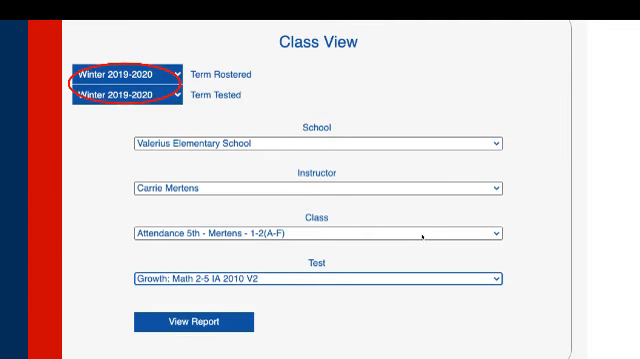So for example, when I click on that icon, I get some fields that I will need to fill in. Up here on the left, you would want to make sure that you select term rostered as fall 2020-2021. Term rostered always refers to when the students are in your class, if you'd like to see your current students. Term tested would refer to the last time they took this assessment. So if you're looking at this prior to the beginning of the school year, then winter 2019-20 would be the term tested. So term rostered refers, again, to students who are in your class right now, so fall 2020-2021.